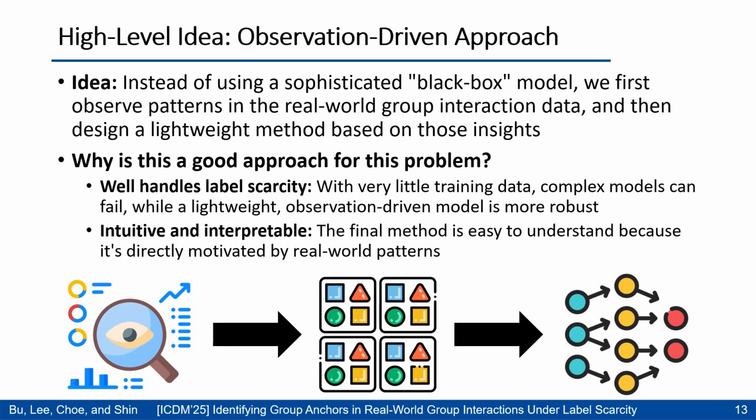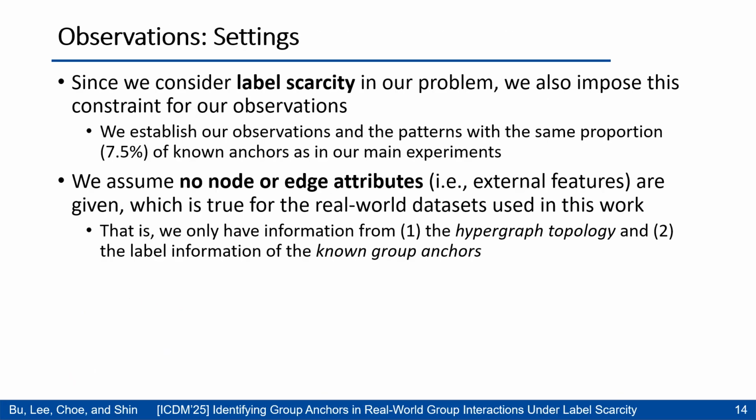First, as mentioned before, we focus on realistic scenarios with label scarcity. In such cases, complex models, such as deep learning-based ones, may fail, while an observation-driven model is more robust. Also, the observation-driven nature makes our method more intuitive and interpretable instead of being like a black box.